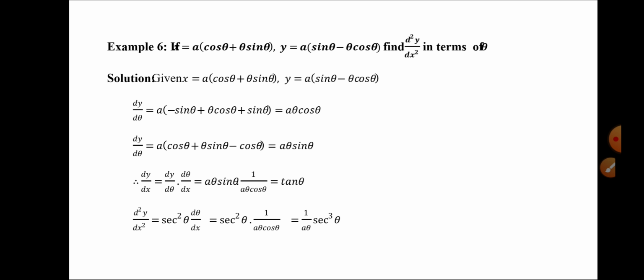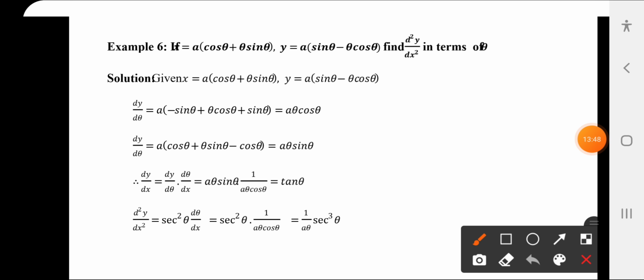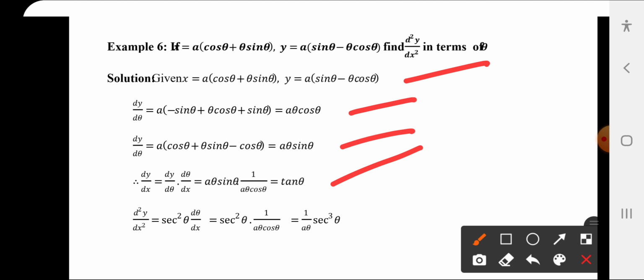If x equal to a into cos theta plus theta sin theta, y is equal to a into sin theta minus theta cos theta, find the second derivative. So given x equal to a into cos theta plus theta sin theta, y is equal to a into sin theta minus theta cos theta. So dx by d theta is a into theta into cos theta, dy by d theta is a into theta into sin theta. dy by dx is dy by d theta into d theta by dx. On simplification we get tan theta. Second derivative is 1 by a theta into secant cube theta.